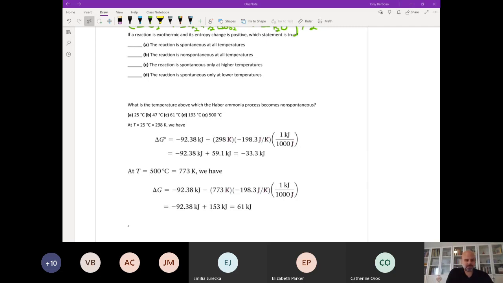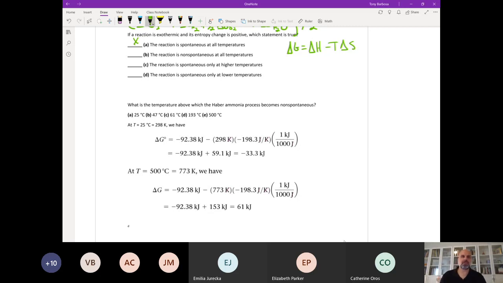Right, so I'm going to get moving on. The answer to this one is A, and I'm going to explain why in a second. So A is the correct answer here. It's spontaneous at all temperatures, because we have delta G equals delta H minus T delta S.